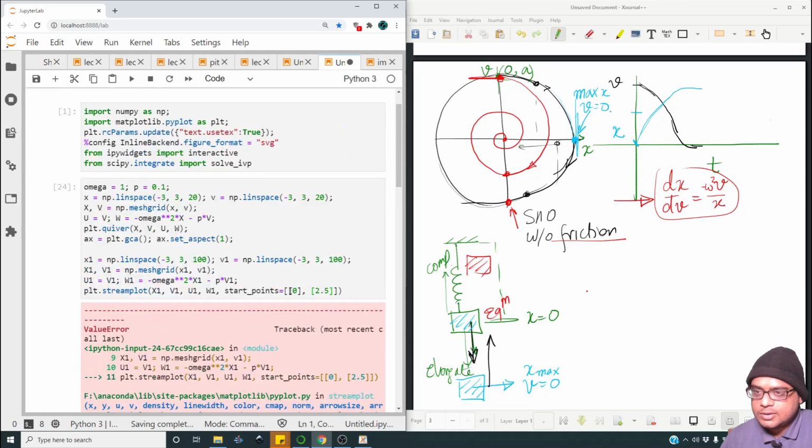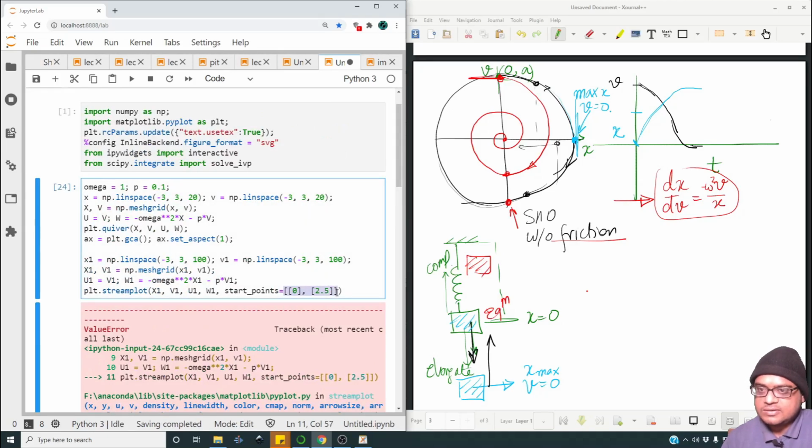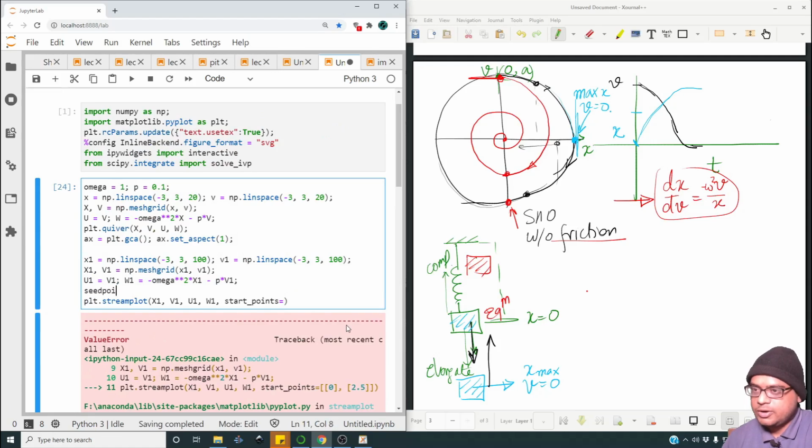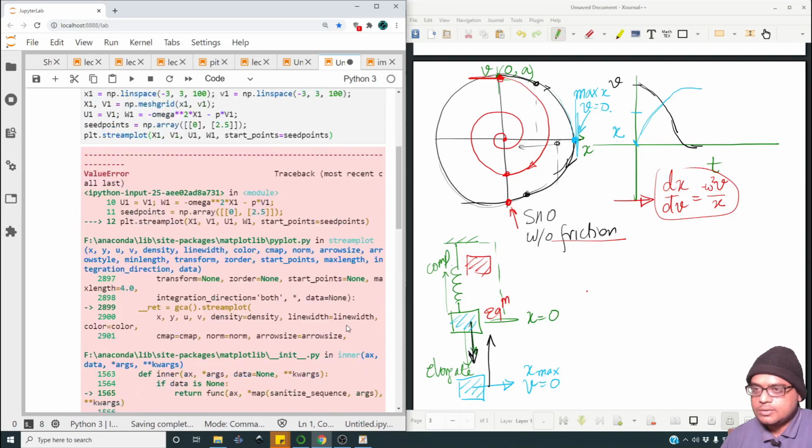Not an okay. So I must declare this as a NumPy array. So seed points equal to np.array. So there has to be two sets of points. One will be 0 and one will be 2.5. Let me then pass seed points to it. There's still an error.